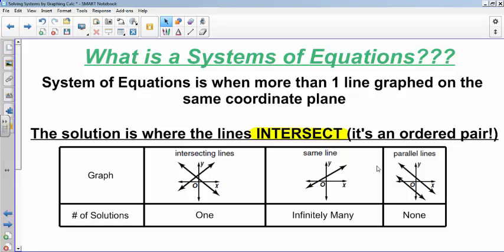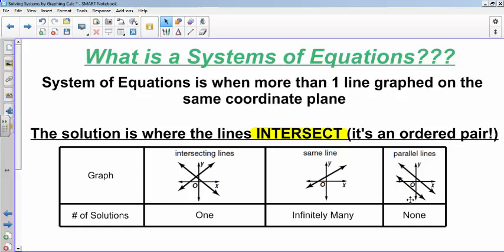So what you need to do in your notes is copy down this table. If the graph looks like this, so we have two lines, we can see that they intersect at one point, so there's one solution. If we graph two lines and they lie on top of each other, like you see here, so it looks like there's actually only one line, then there are infinitely many solutions. Because if you put two lines right on top of each other, they're going to cross infinitely many times.